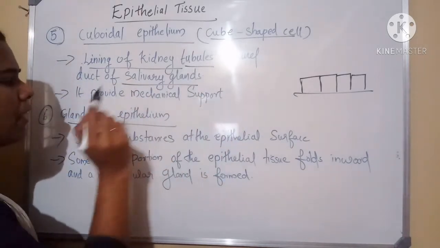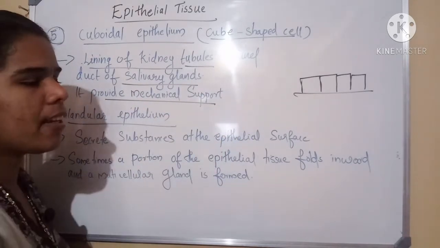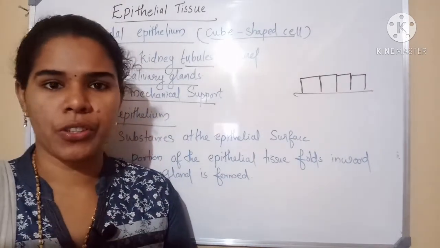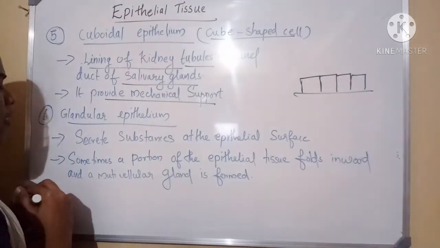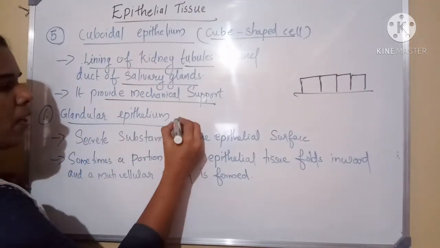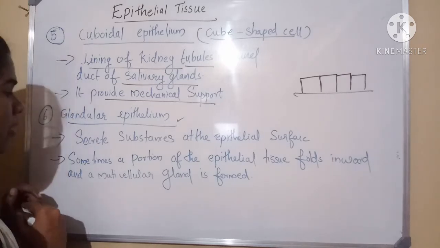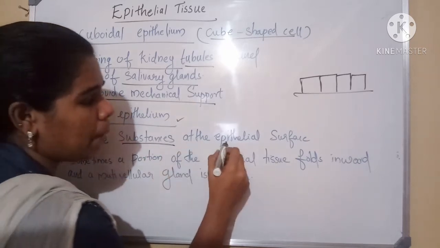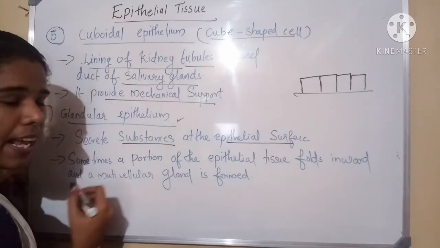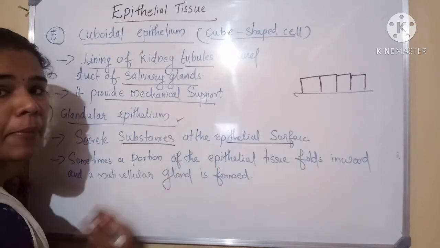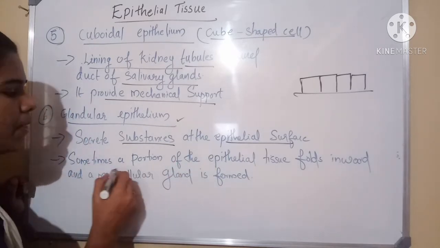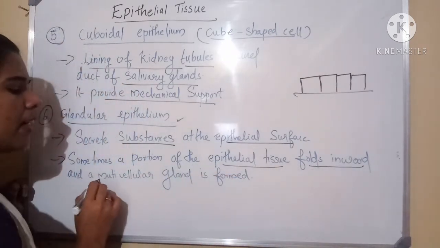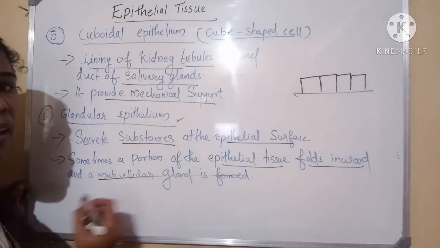Its main function is very simple: mechanical support, which means it prevents any damage. Then we move to the last one, the sixth one, glandular epithelium. This glandular epithelium secretes substances at the epithelial surface. Sometimes a portion of epithelial tissue folds inward and a multicellular gland is formed.